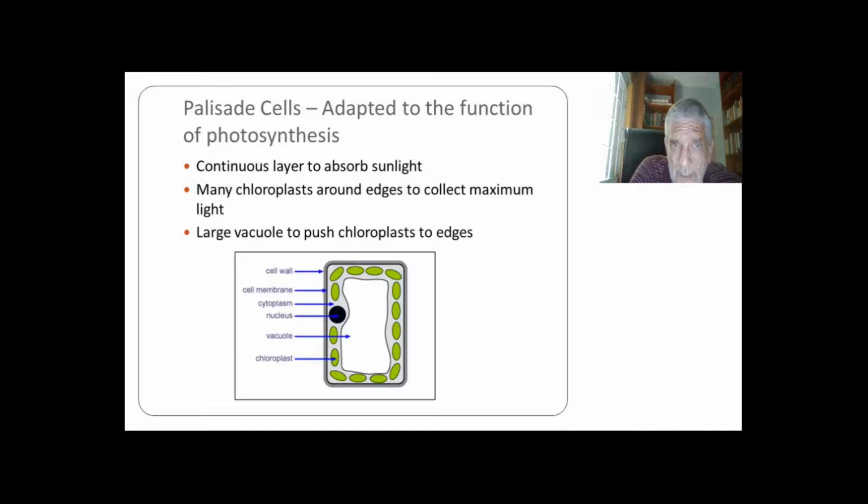And then the palisade cells are adapted to the function of photosynthesis. They have a continuous layer to absorb sunlight, and many chloroplasts around the edges. Notice you have a vacuole in the center, so the chloroplasts are pushed to the edges of the cell. And the function really is to absorb as much sunlight as possible.